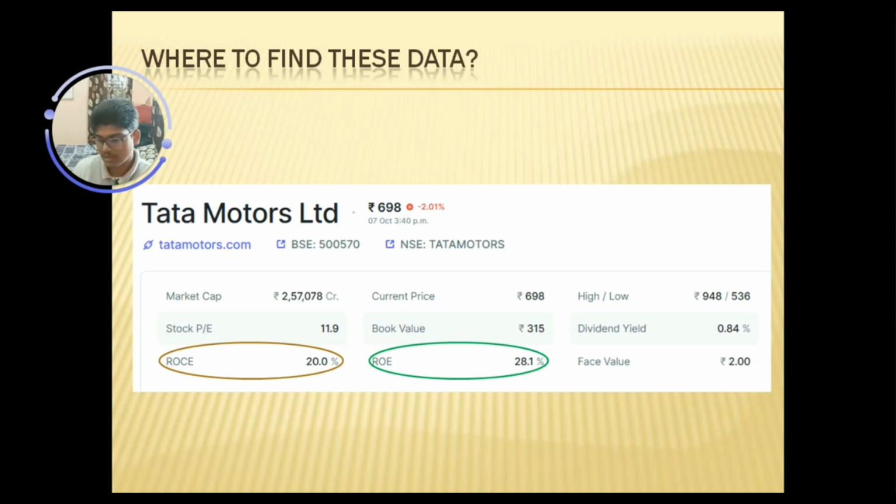Of course, it also depends on how long the money was kept in that company. But just for the overview, you have to understand what these terms are used for and how they are relevant to analyzing the company. Then moving towards our next slide.